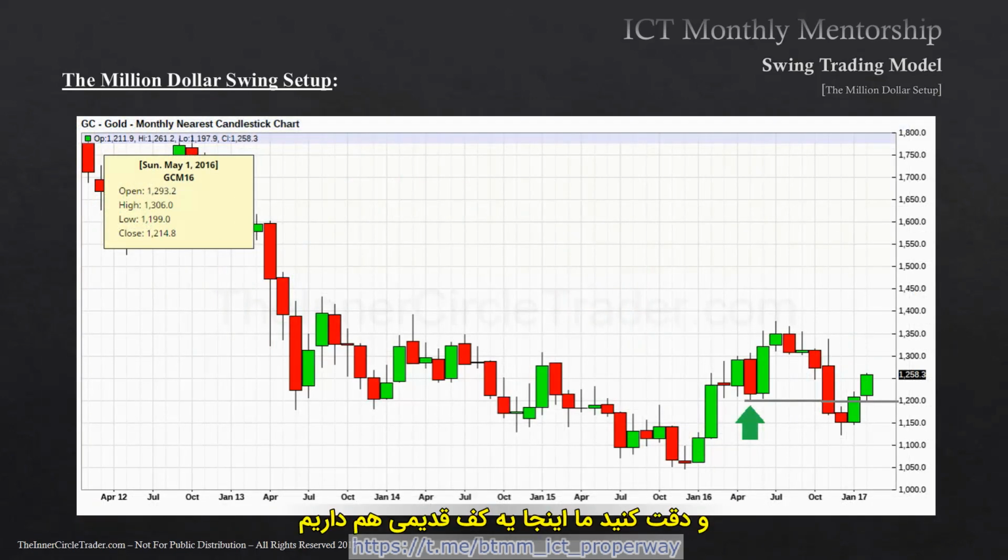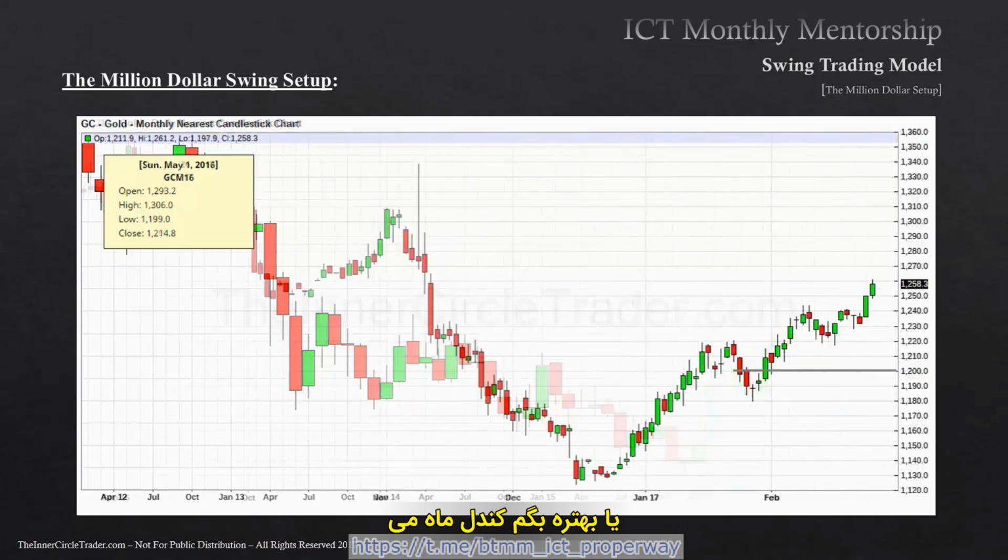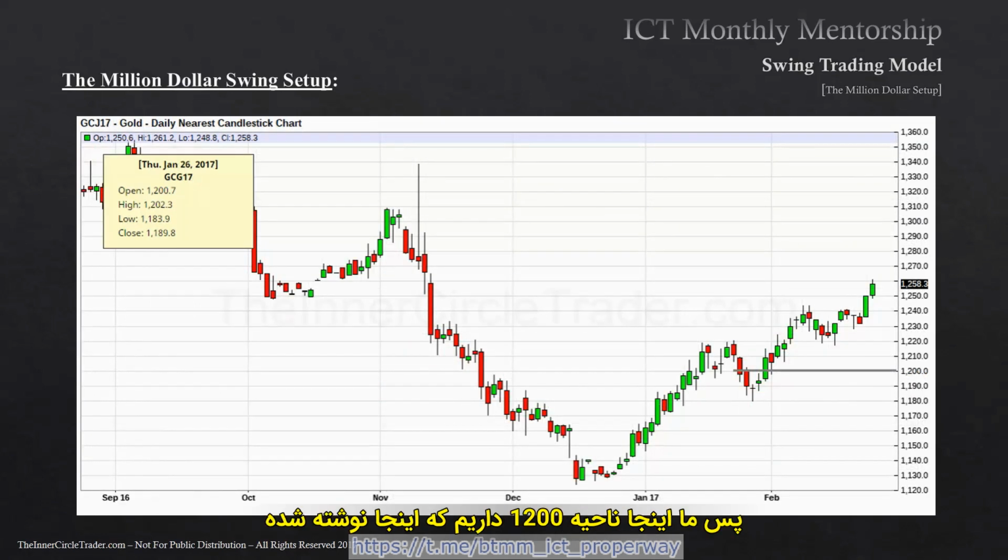And notice we have an old low back here as well. We're going to be referencing the 1200 level for gold, seen by May 1st, 2016, or May's candle, I should say it that way. Okay, so we have the 1200 level noted here. I want you to take a look at how price reacted there.